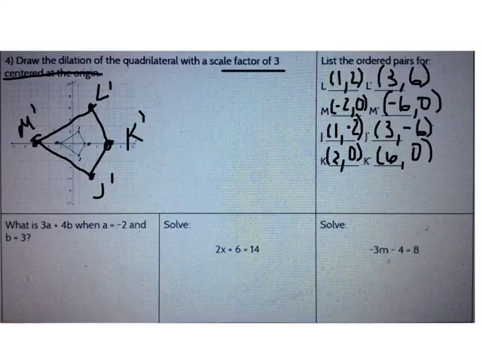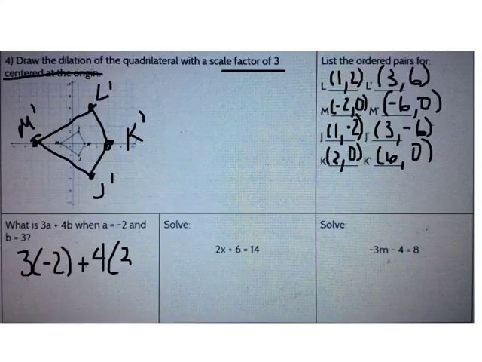Now let's try a couple new types of problems. What is 3a plus 4b when a equals -2 and b equals 3? We can use substitution to evaluate here. So I would plug in -2 for a, 3 times -2, plus, and 3 for b, 4 times 3. Remember, I would do multiplication first.